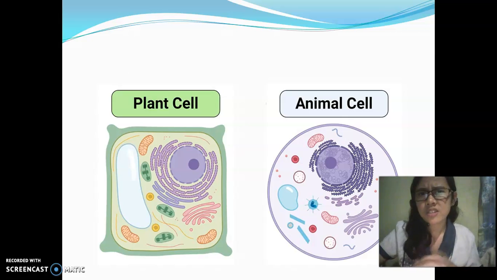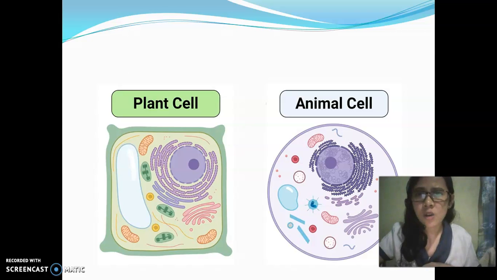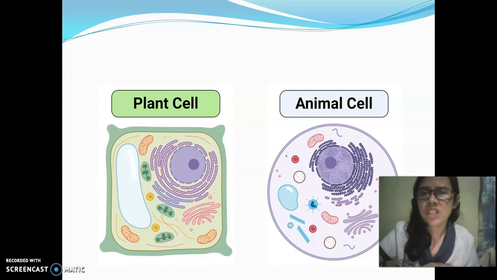How about the organelles that both cells have? Yes, both of them have a nucleus, mitochondria, cytoplasm, Golgi apparatus, endoplasmic reticulum, ribosomes, and plasma membrane. Now let's explore each organelle by looking at their characteristics and functions.